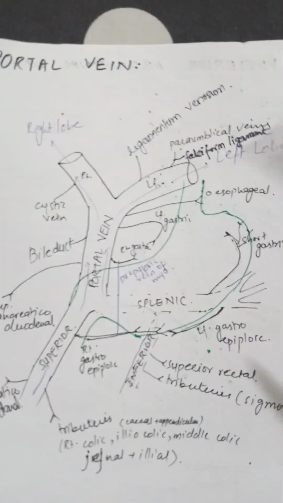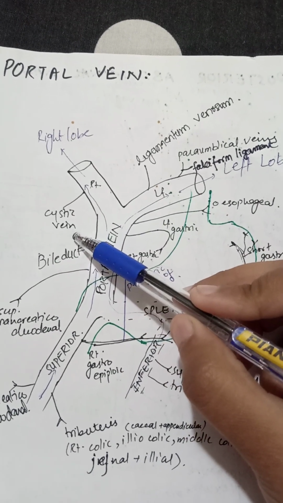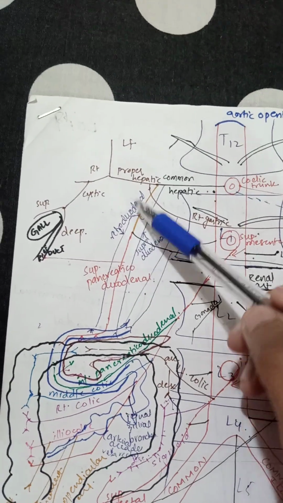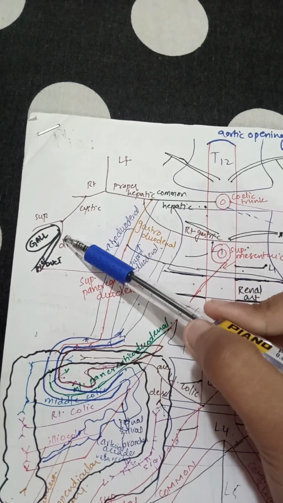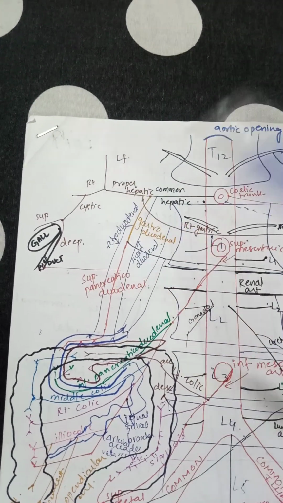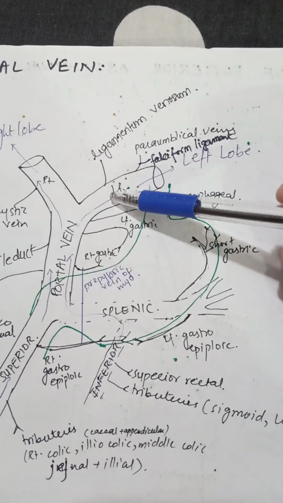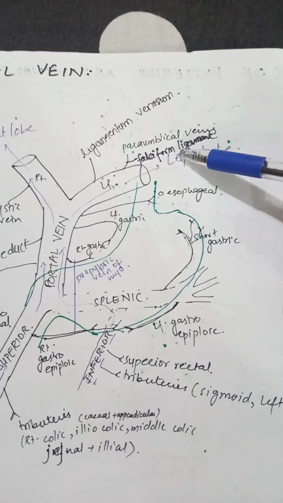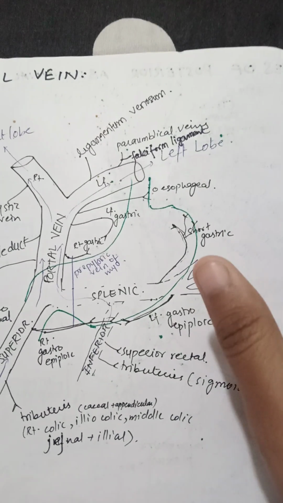In the right and left branches, the right branch receives the cystic vein. You remember that the proper hepatic artery in the arterial supply divided into right and left, and the right gives the cystic artery. So similar is the case with the portal vein. The right branch will receive the cystic vein. The left branch will receive the branches from the ligamentum venosum and paraumbilical veins. The paraumbilical vein also receives from the falciform ligament, and these all drain into the left lobe of the liver.